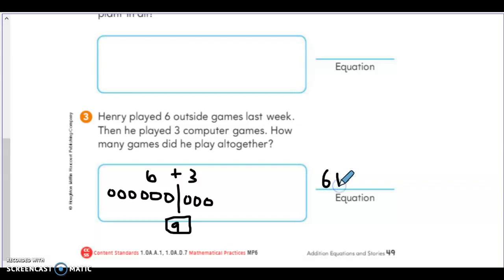9. So then we have 6. We write our partners first. 6 plus 3 equals 9. And if somebody said, what's the label? What's the whole game about? I just gave it away. If somebody said, what is the whole problem about? We would say games. The label would be games.